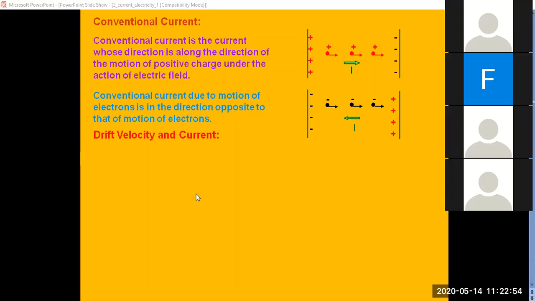Drift velocity and current. We again have this definition here.